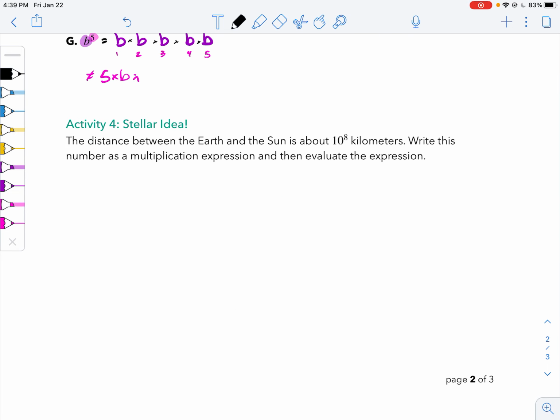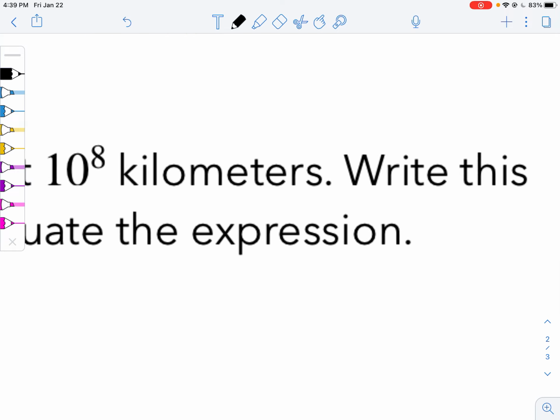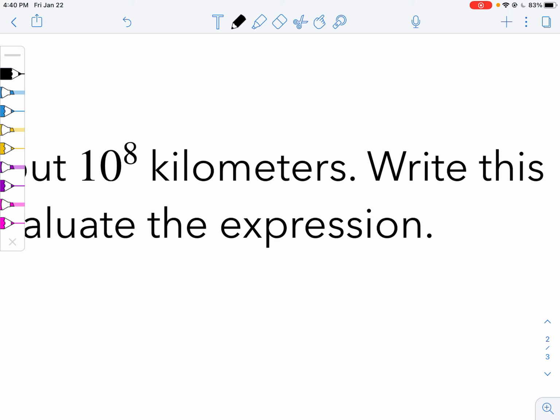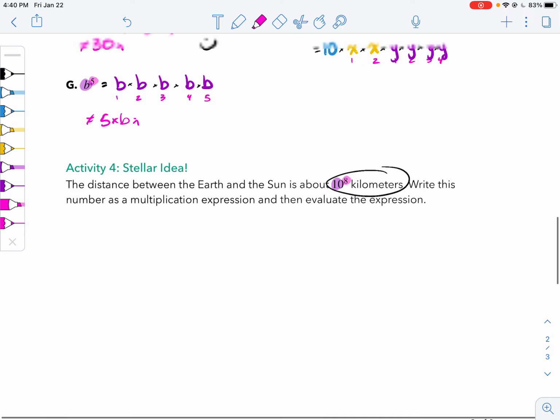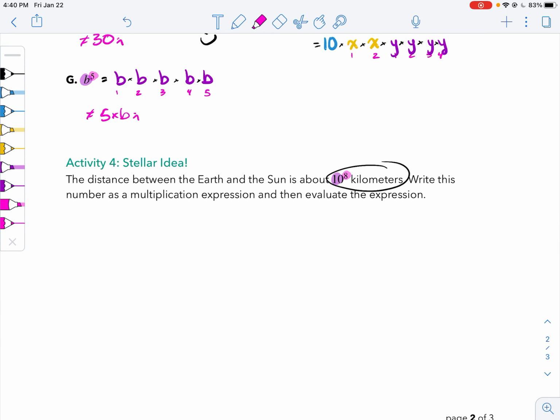Well, something that's not cool, something that's very hot, is the sun. And the distance between the Earth and the sun is 10 to the 8th power kilometers. Okay, well, we've got 10 to the 8th power. Write this as a multiplication expression and then evaluate it.